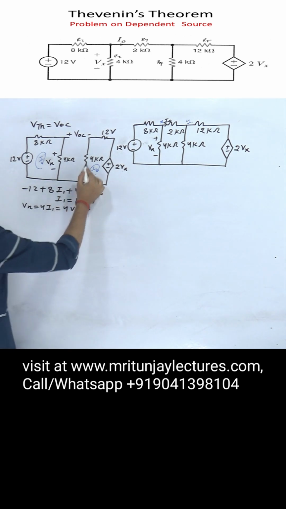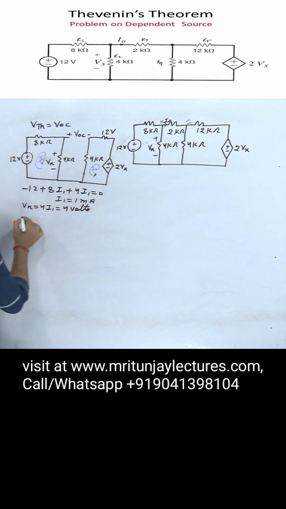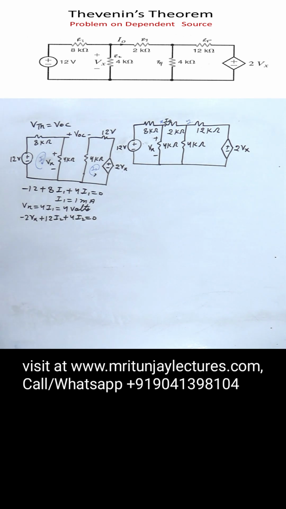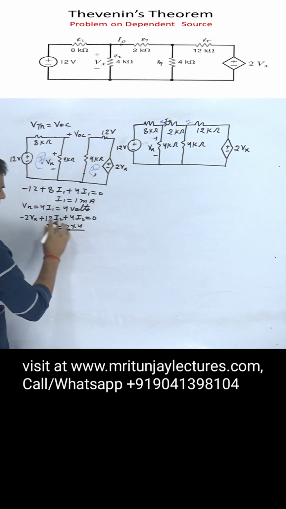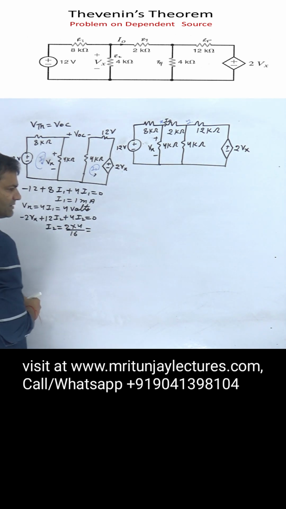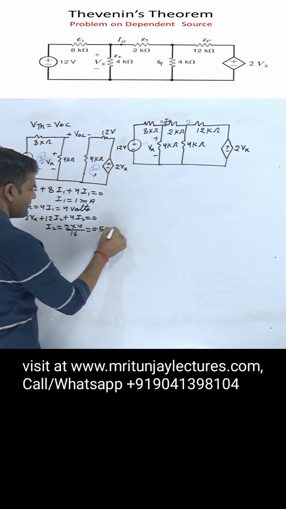Okay, now apply KVL in this loop. Here minus 2 Vx plus 12 I2 plus 4 I2 equals 0. So what about I2? I2 is written as 2Vx divided by 16. 2Vx means 2 into 4, that is 8, divided by 16, so 8 by 16 means 0.5 milliampere.